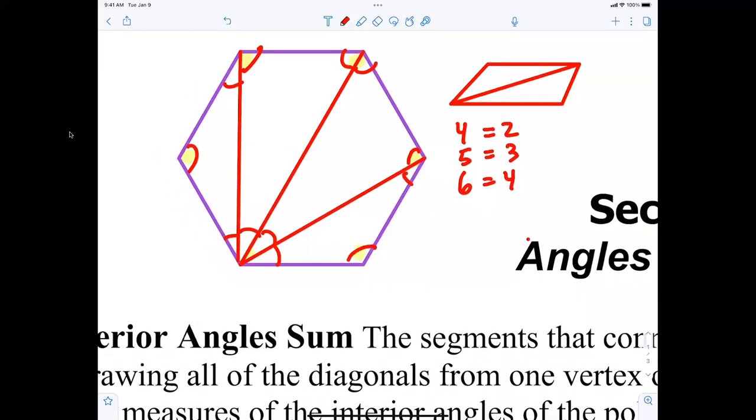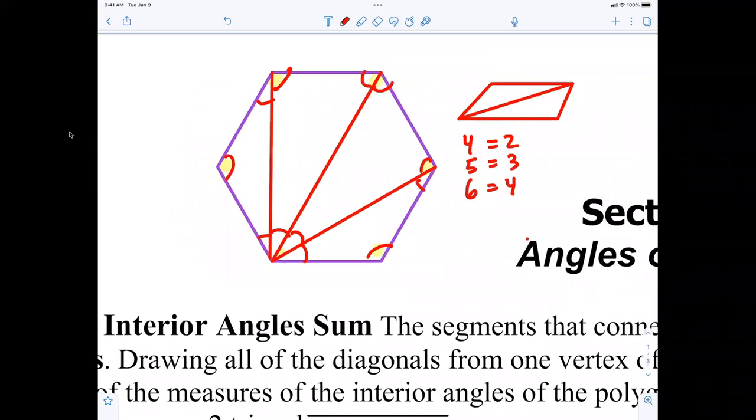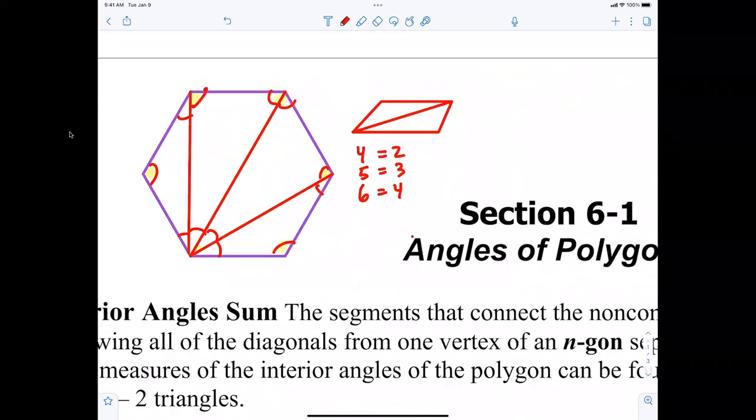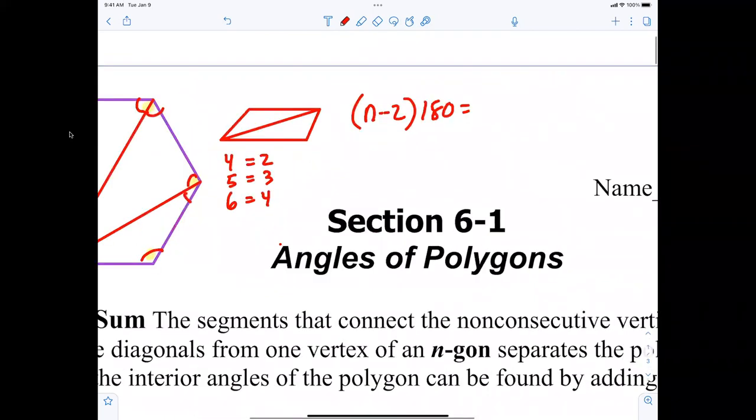All right, so if your hexagon has 4 triangles, your quadrilateral has 2 triangles, and your pentagon has 3 triangles, that's how they figured out what the rule is. If you took the time to read it, the rule says (n minus 2) times 180 is the sum of the interior angles.